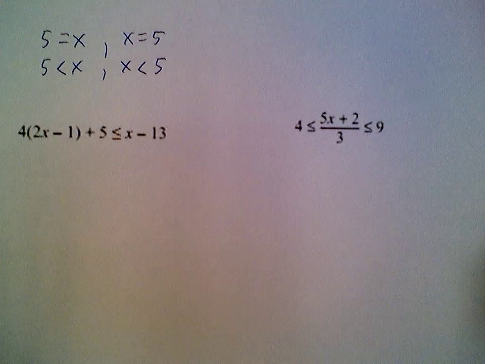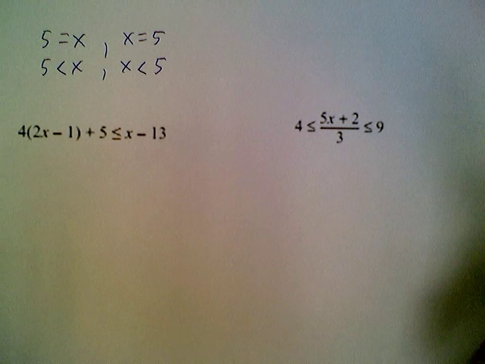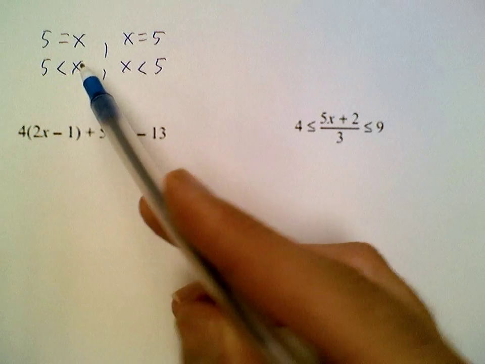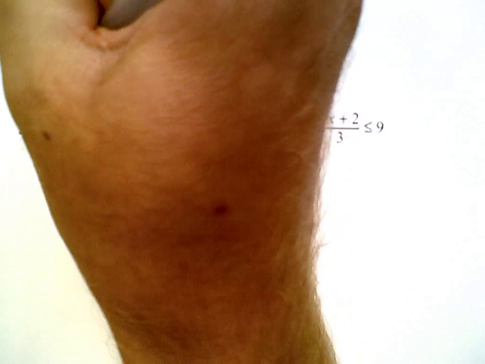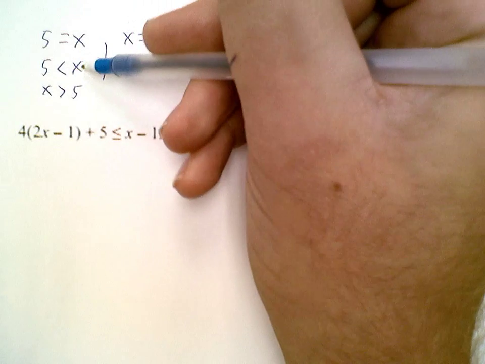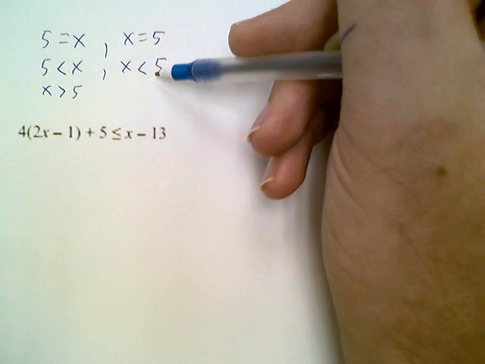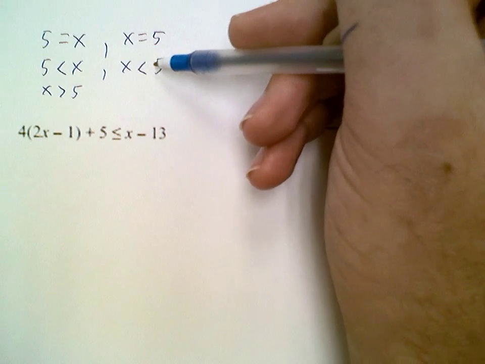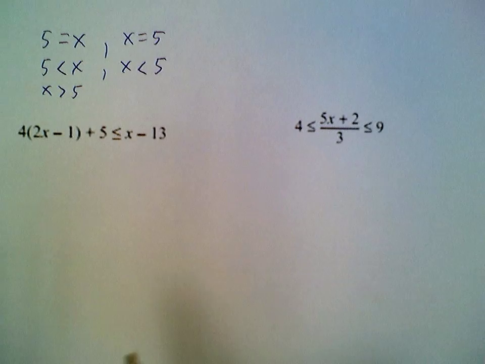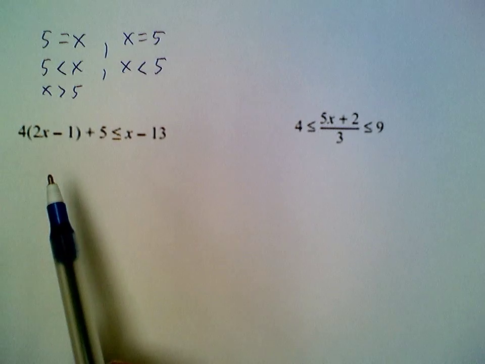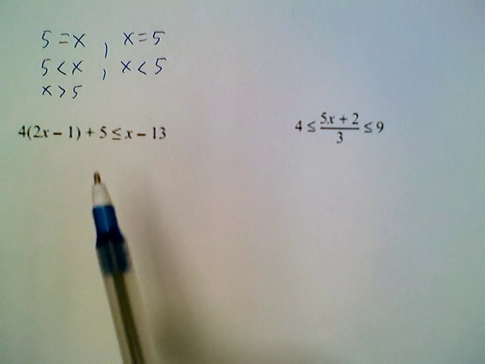Now, there is more than one way to write an answer for an inequality. If the answer was 5 is less than x, you could have also written x is greater than 5. These two mean the same thing, but they are different than this statement over here. With that in mind, the steps for solving an inequality are very similar to solving an equation. So let's look here.